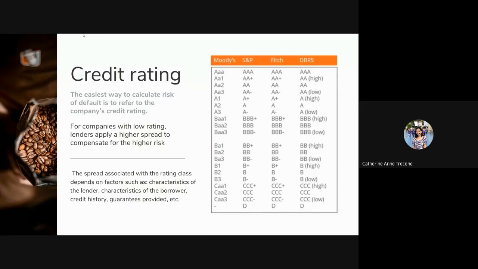Now, the easiest way to calculate risk of default is to refer to the company's credit rating. So currently, the widely used rating styles used to indicate credit ratings are from the prominent credit agencies, Moody's Investor Services, Standard and Poor's, Fitch Group, and DBRS. So as shown in the table, the highest tier or grade, AAA, represents an extremely strong commitment to meet financial obligations, whereas the lowest grade, D, would be an indicator that financial obligations are in default.